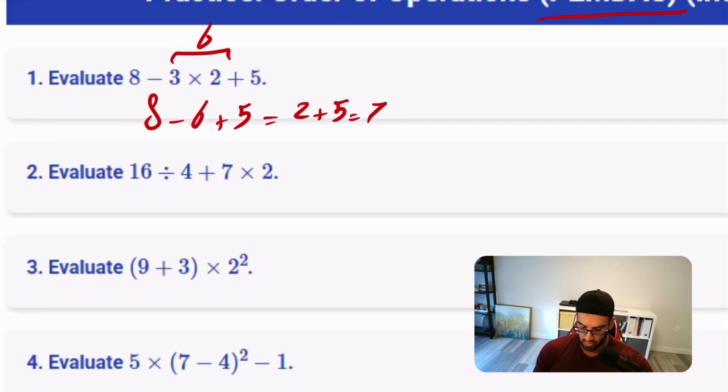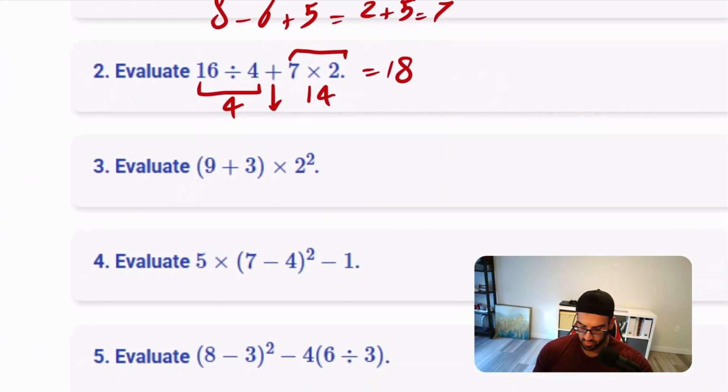After that, we do have 16 divided by 4 plus 7 multiplied by 2. We have to do the multiplication first. After that, we have to do the division. After that, we have to do this addition. 7 times 2 is 14. 16 divided by 4 is 4. This guy is going to be 18. So for the next one, we do have 9 plus 3 times 2 to the power 2. First of all, we have to do the exponents.